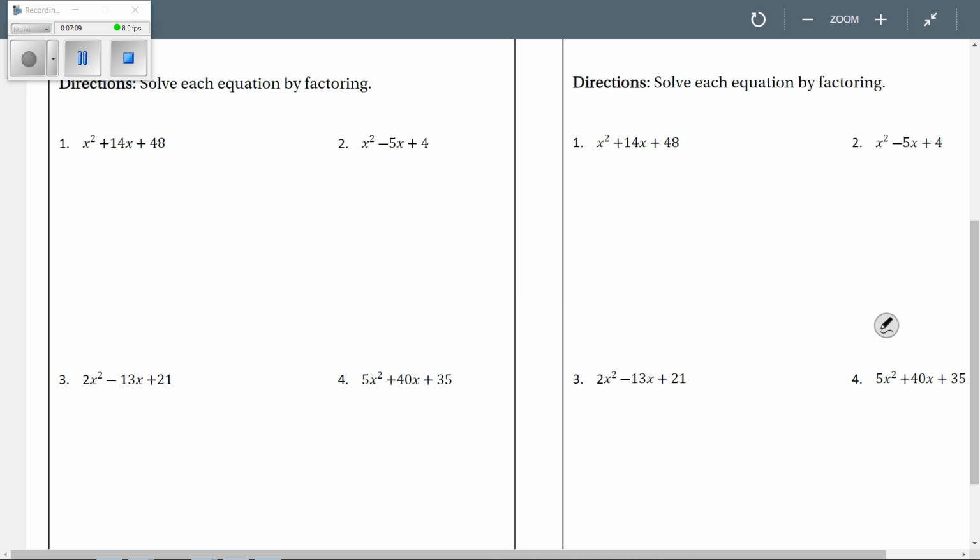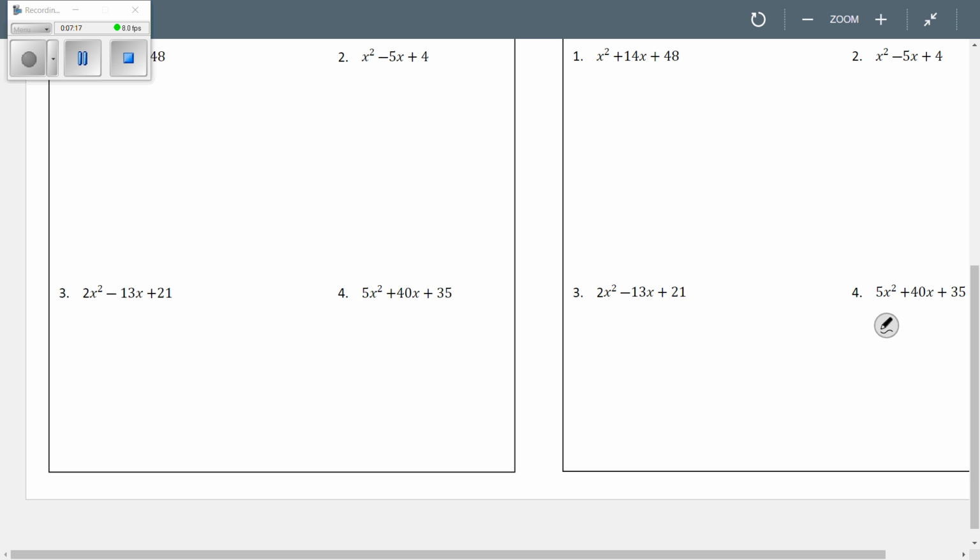Now I will do one more, because down here, number 3, a is not 1, so it's not as easy, so I do want to do one more. Okay, so label it a, b, and c equal to 0. Now we have our b is equal to negative 13, and our a times c is equal to a positive 42.